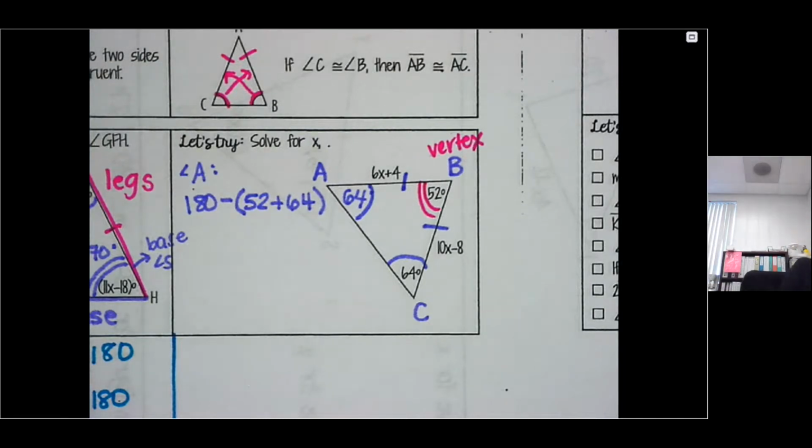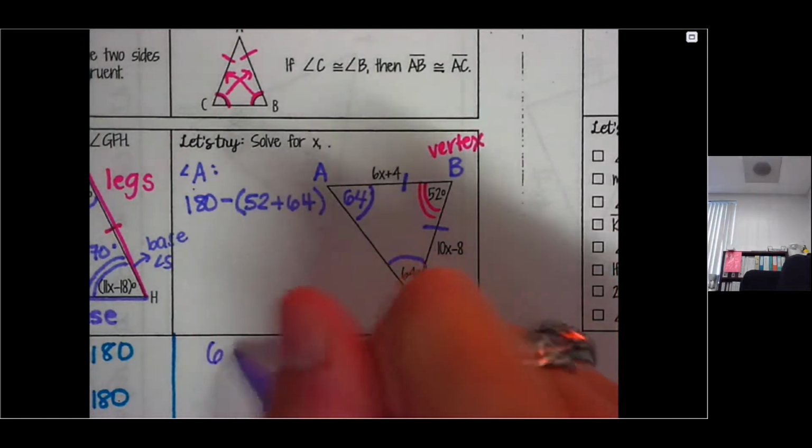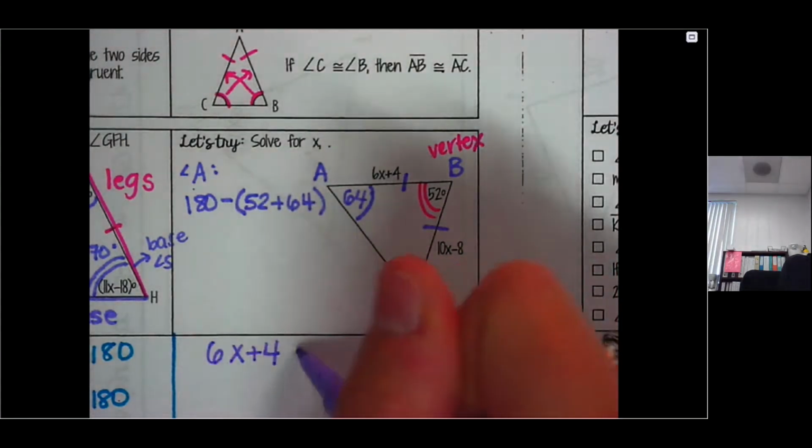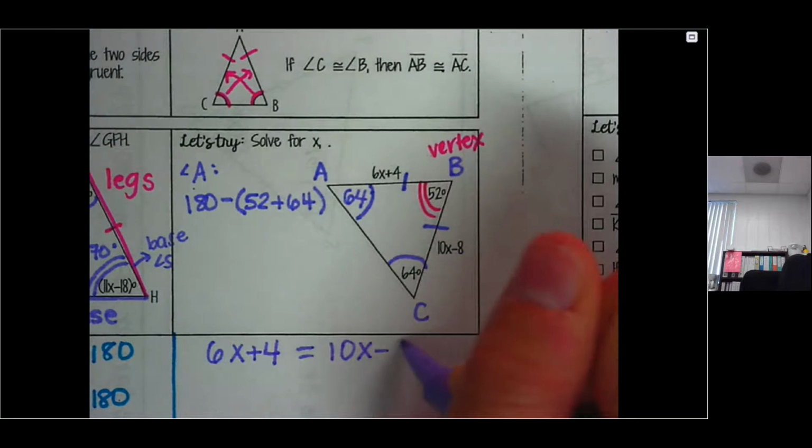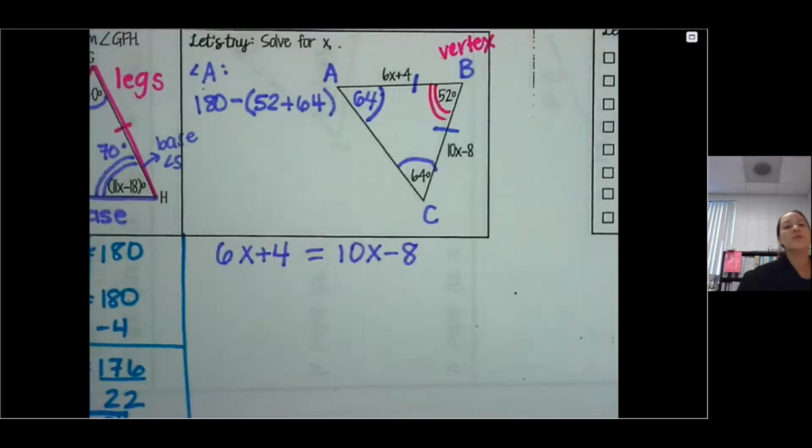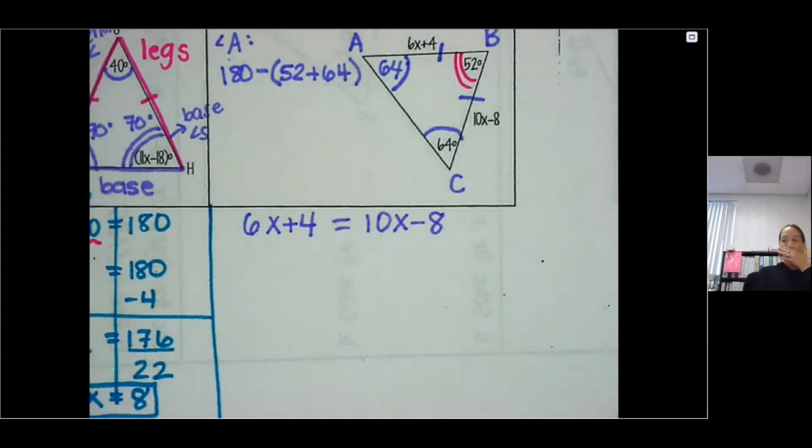I know my legs are congruent. What should I do with my equation? Why? Because they're the same. Yeah. So congruent means they're the same. I'm just going to take the two sides and set them equal. Ta-da! And then all I have to do is solve that like an algebra problem. Hooray! What should I do first?